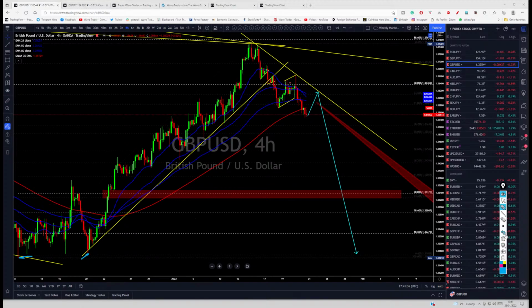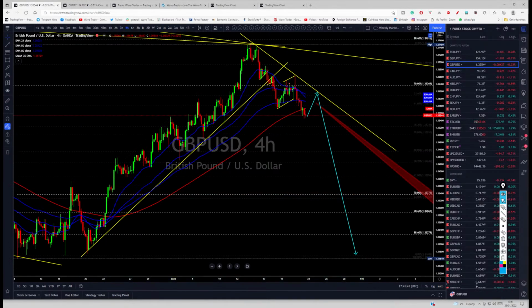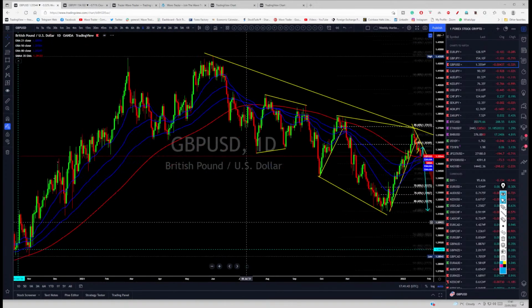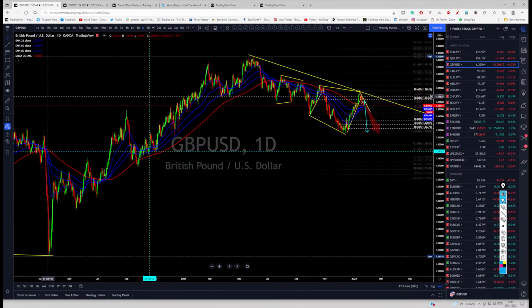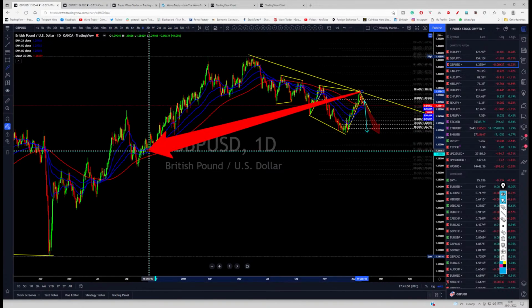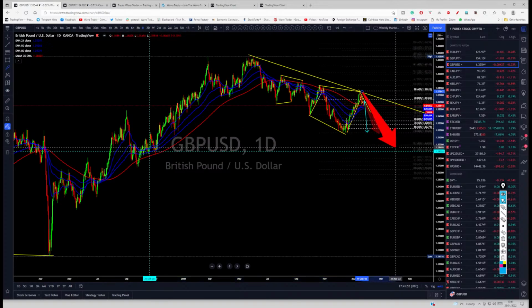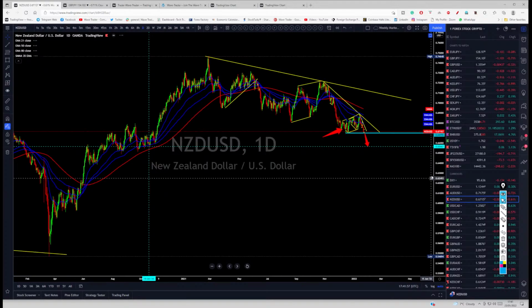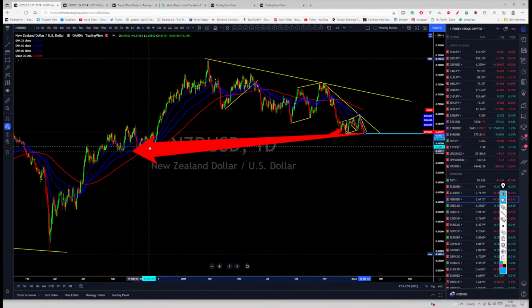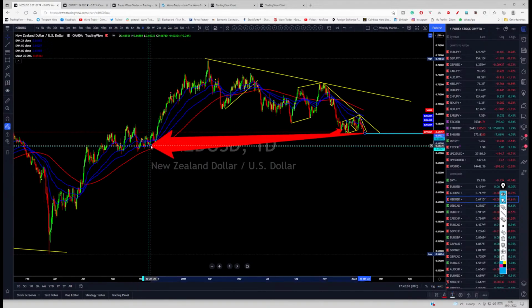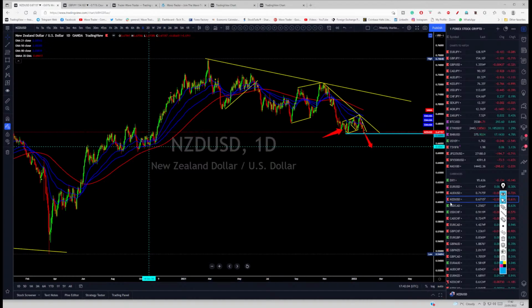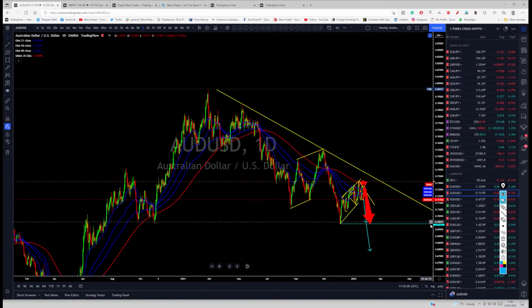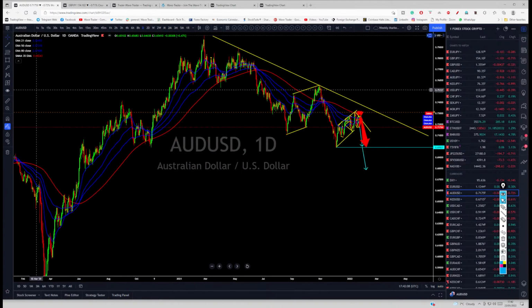Remember, this chart still needs to visit the 20 October lows. Sorry, this chart still needs to visit this price, this area, which is 29. If I look at the New Zealand dollar, it is just about to hit that price, the 20 October lows. If I look at the Australian dollar, it has already visited that.